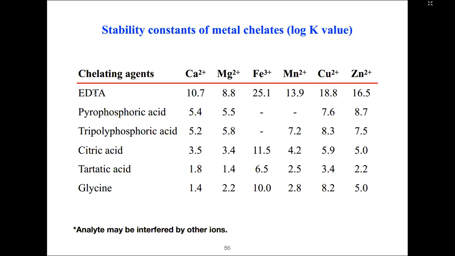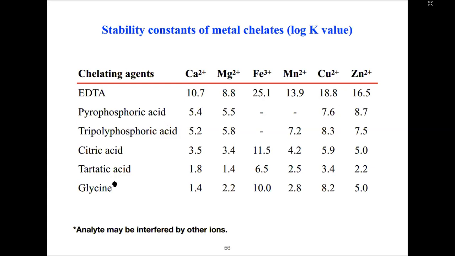So again, EDTA can form a complex with any of these ions. However, the most stable is with iron 3 plus, and the least stable in this given example is magnesium 2 plus, according to these constant values. Pyrophosphoric acid, for example, forms its most stable complex with the value 8.7 with zinc 2 plus. It does not form any complex with iron 3 plus and manganese 2 plus, and it forms the least stable one with calcium 2 plus.